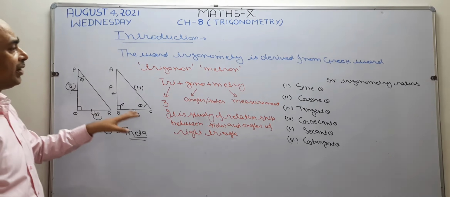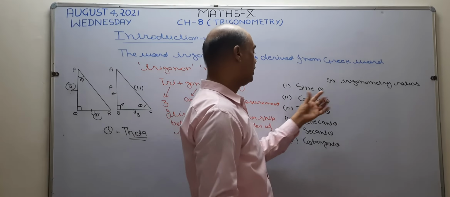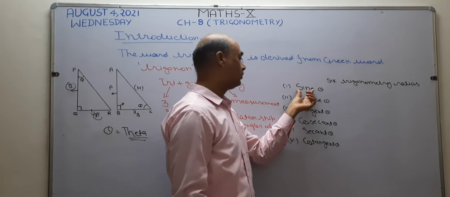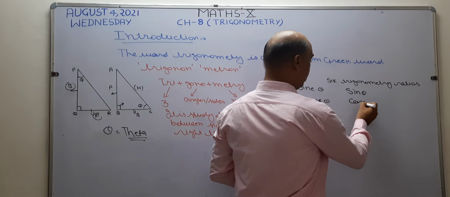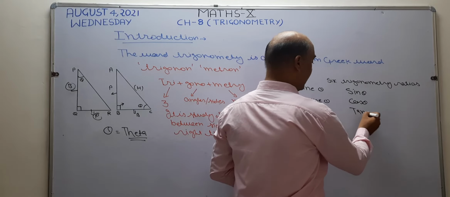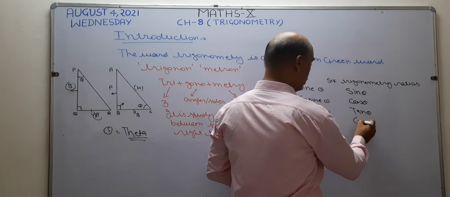Now in trigonometry, 6 trigonometric ratios are there. The names are sine theta, cosine theta, tangent theta, cosecant theta, secant theta, and cotangent theta. In short, we can write them as sin theta, cos theta, tan theta, cosec theta, sec theta, and cot theta.